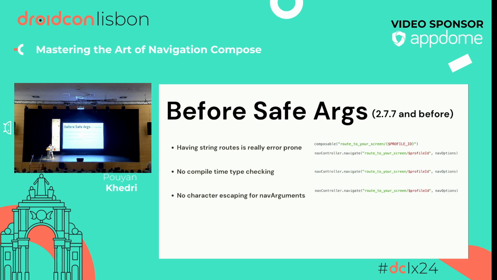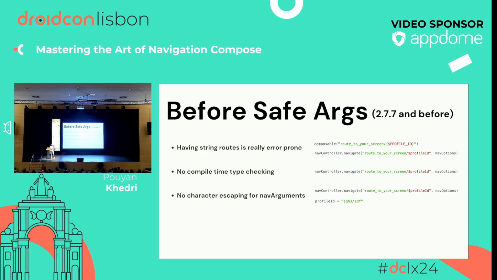Again, if you are navigating and you are passing a profile ID, and your profile ID has something like a slash inside it or a question mark, a nav controller is going to think that you're passing this route here, forward slash the first bit, forward slash the second bit. Actually, you're passing two arguments here. And again, your app is going to crash because you don't have any screen with two arguments. So you need to handle this manually.